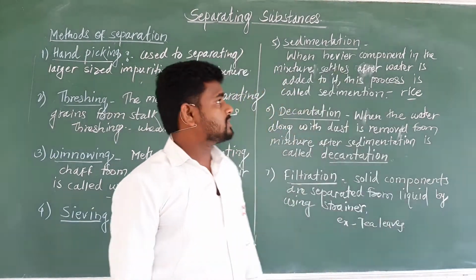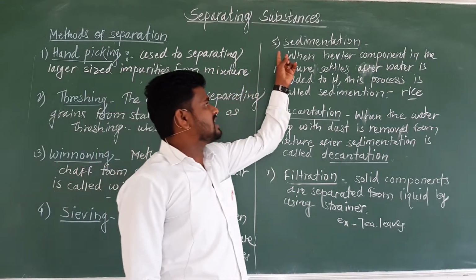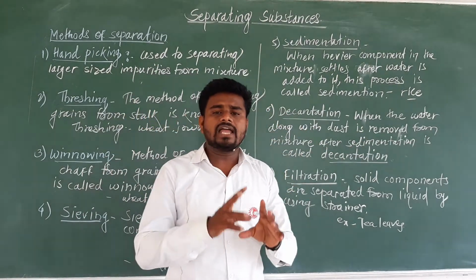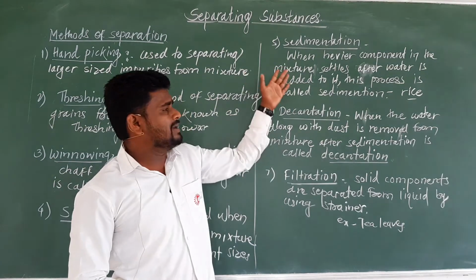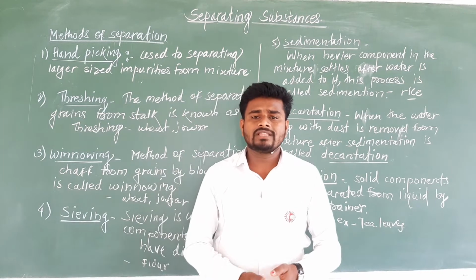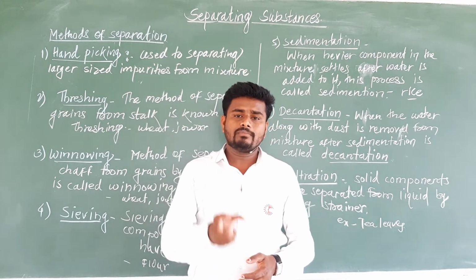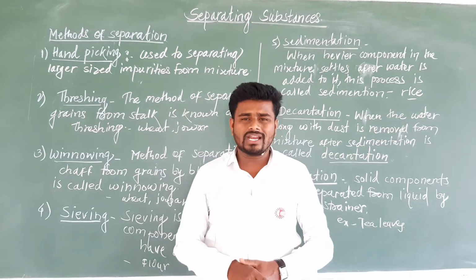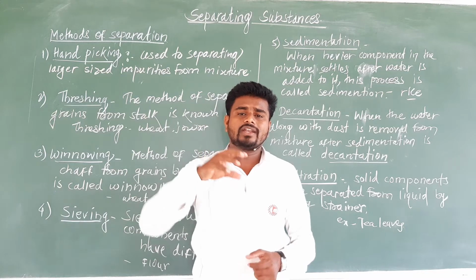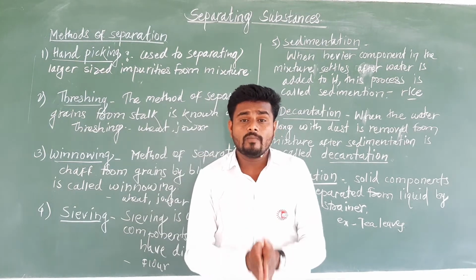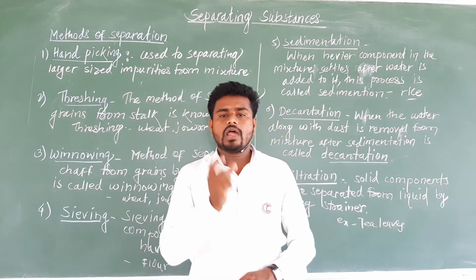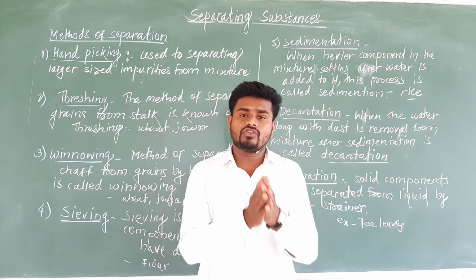Okay. Then the fifth method of separating substances is called sedimentation and decantation. These two methods are used simultaneously. Now what is sedimentation? Before cooking rice, we may have seen that our mother washes the rice or adds water into the rice. Why is this so? Because we can separate the stones, the chaff, and the larger particles from the food grains.